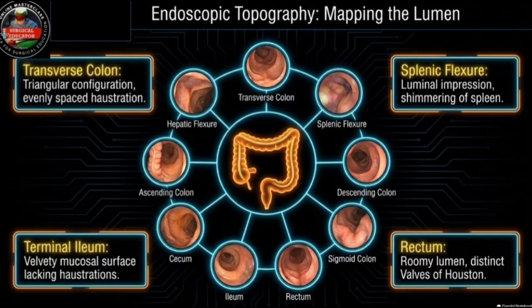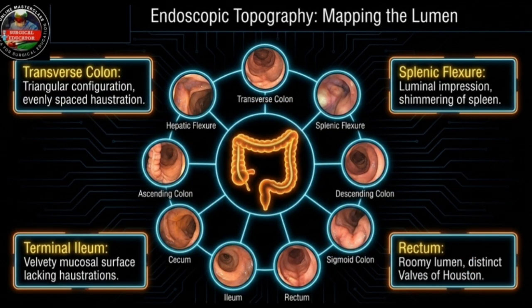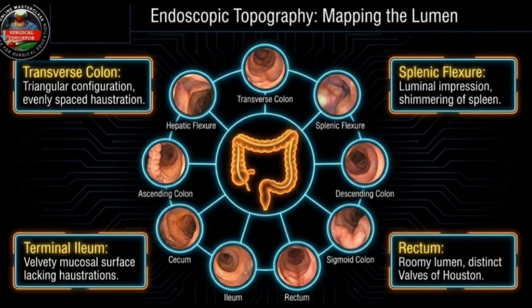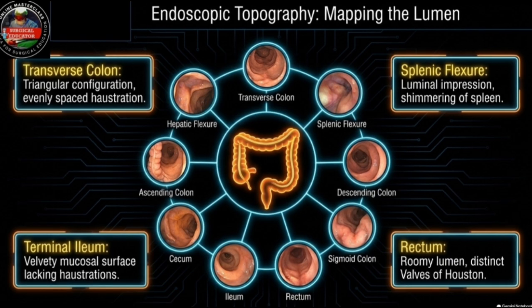The slide highlights 4 key anatomical landmarks, and it shows that the inside of the colon isn't just like a uniform pink hallway. Far from it. Let's start with the transverse colon. The slide notes a distinct triangular configuration with evenly spaced haustrations.